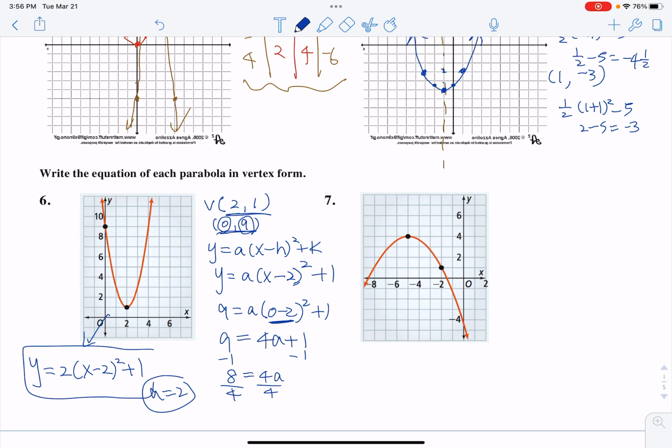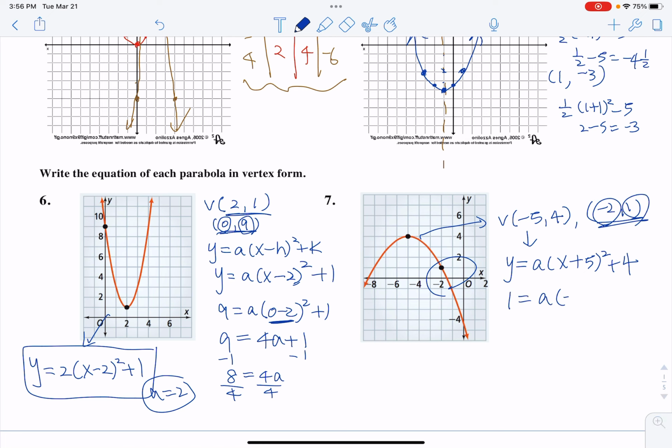That's the equation. And for this one too, the vertex will be (-5, 4). And the new point will be (-2, 1). So start from vertex form, y = a(x + 5)^2 + 4, and then you plug it in. x as -2, y as 1, so 1 = a(-2 + 5)^2 + 4. You subtract 4 first. -3 = a times 3 squared.